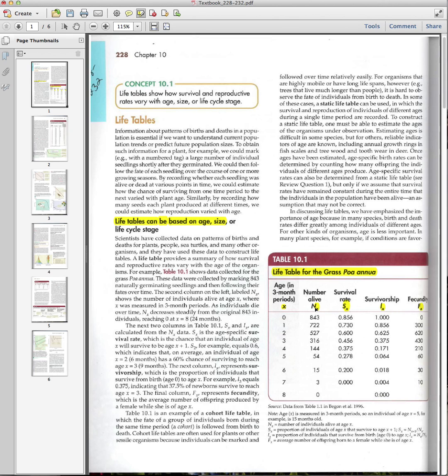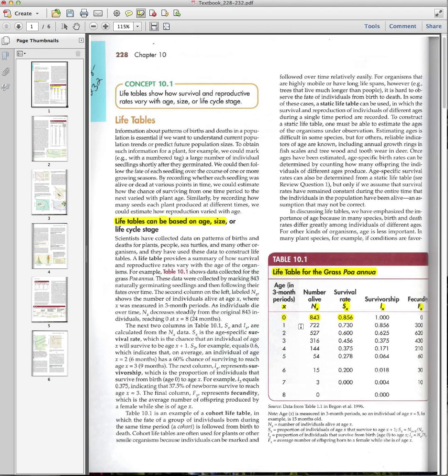So this big N means the number alive with respect to this X, which means the number alive of this age X, right? So there are 843 individuals of age 0, that is not yet turned 1, or in this case, not yet turned 3 months, okay? So this S of X then means that this is the survival rate here for individuals that are in this 0 age class, okay? So that's what that X means. It's just telling you what that number is calculated based on, okay?